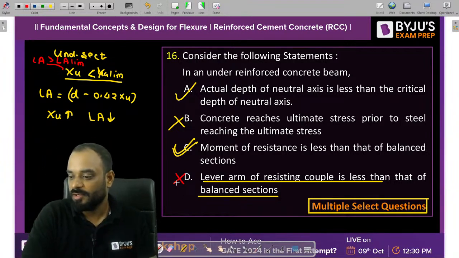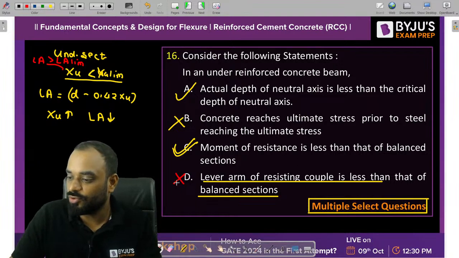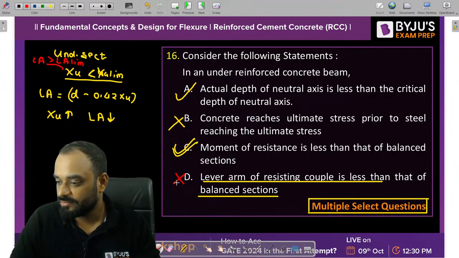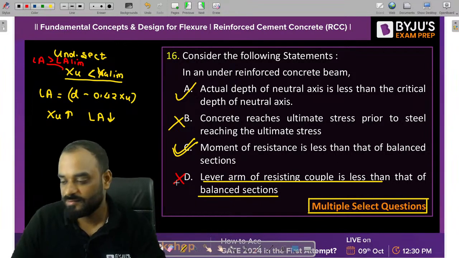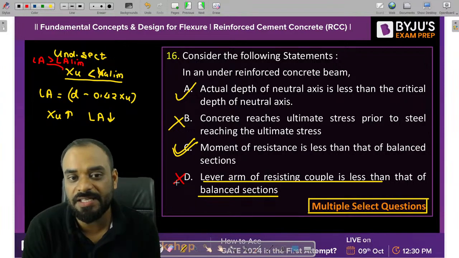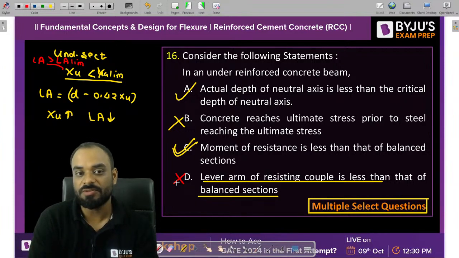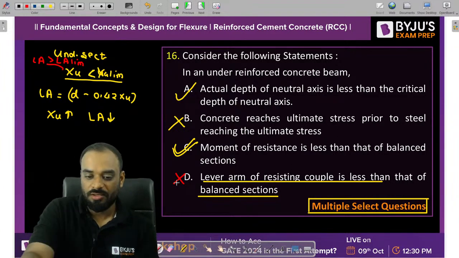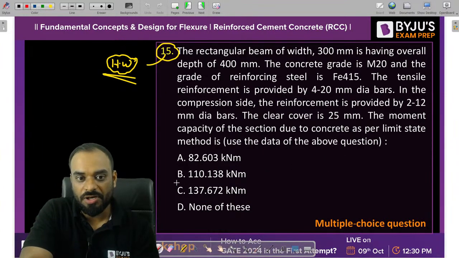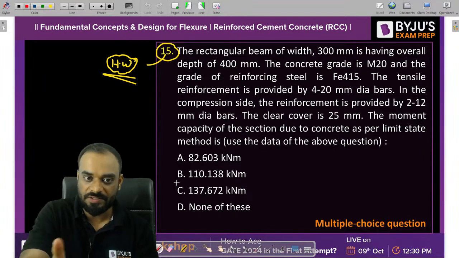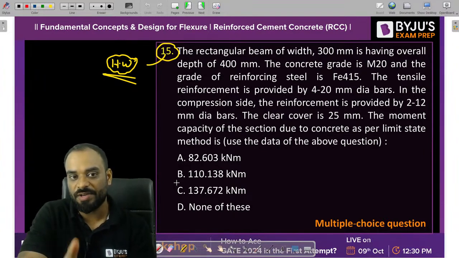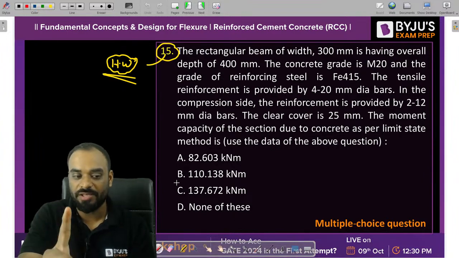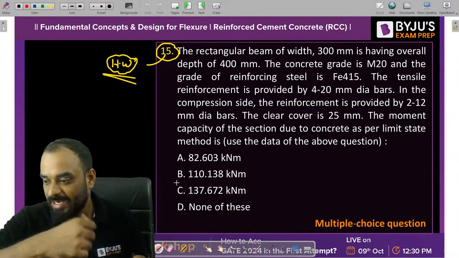Clear? Tell me, guys, Arun, Santu, Sanjeet, Krishna, is it clear to all of you? So only A and C are the correct answers for this particular question. I think all of you are able to understand all the questions we have discussed. The only question I am giving as homework is question number 15, which you have to solve by yourself. At least try it.